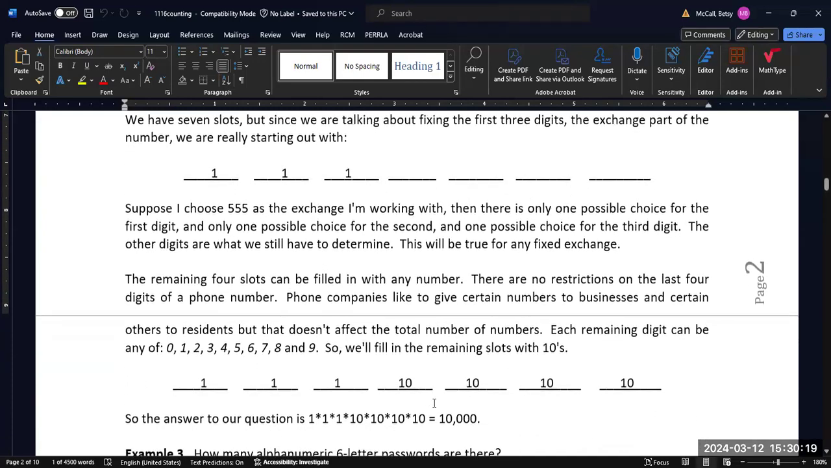So they would have 10 outcomes each. And so then we would multiply those together to get 10,000 in this case. Now, if we were talking about telephone numbers within an area code, then these values here would not be ones, they would be something else. And we would have to think about the rules for these extensions.